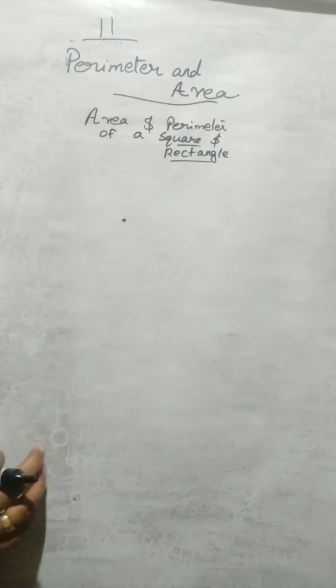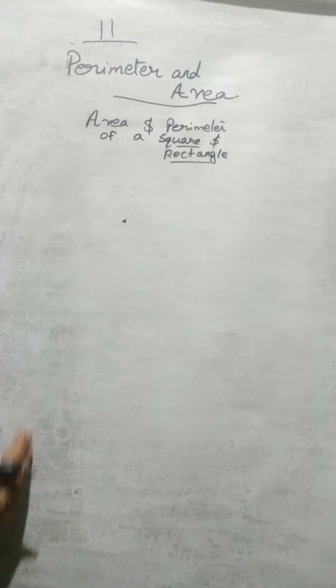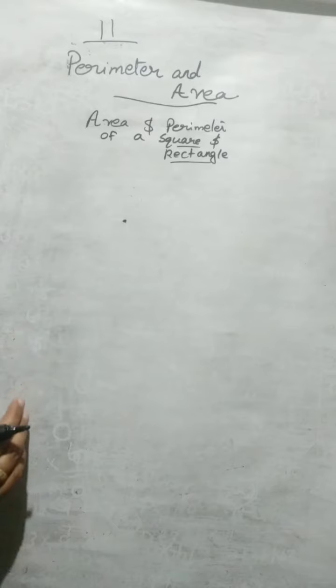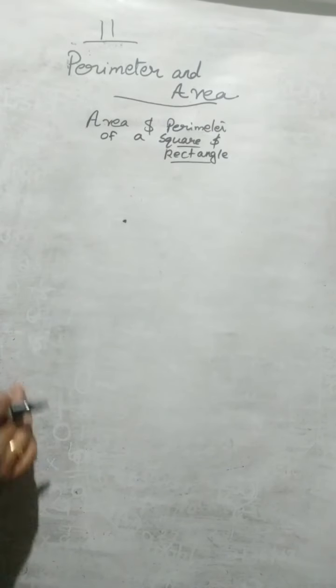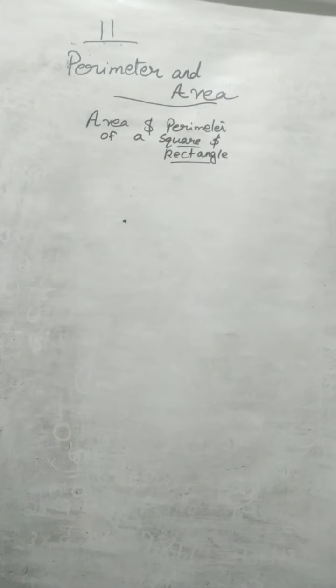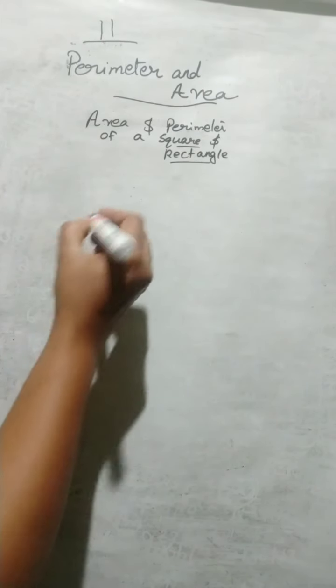Now we can study area and perimeter of a square and rectangle. We have studied this in the last year. How can we find the perimeter of a square? How can we find the perimeter of a rectangle? Also the area of a square and rectangle. Now we can just go through that.